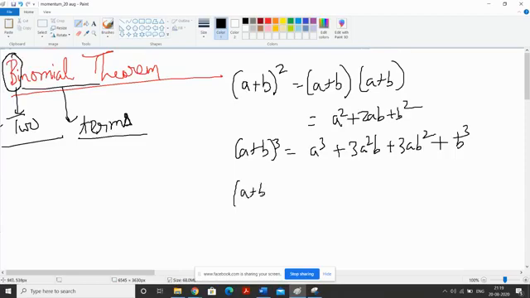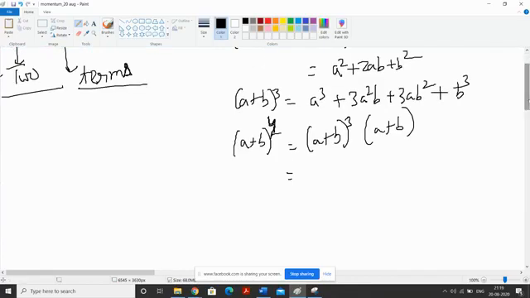Now if I ask you to find (a + b) power 4, you can write it like this: (a + b) whole cube multiplied by (a + b), and you can simplify that. That is easy to solve, it will take some time and you'll be able to find the answer.